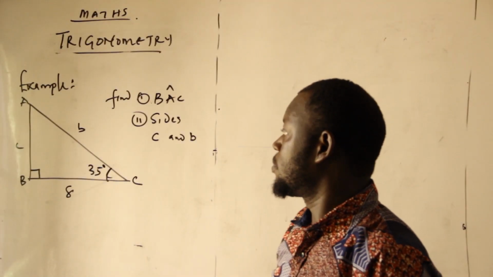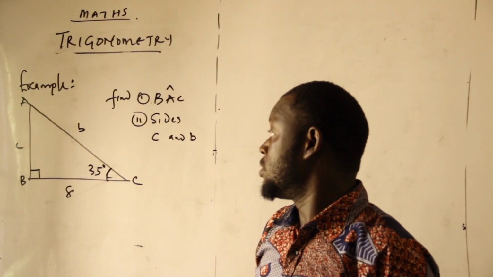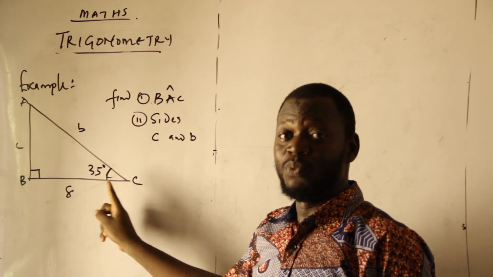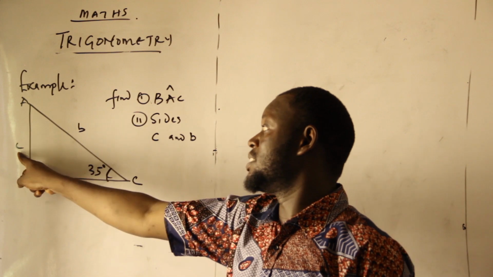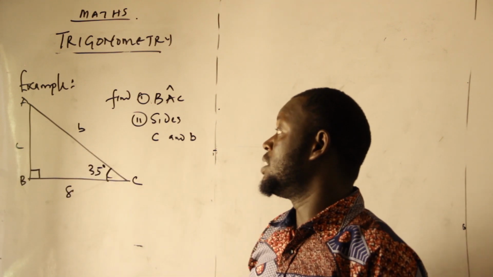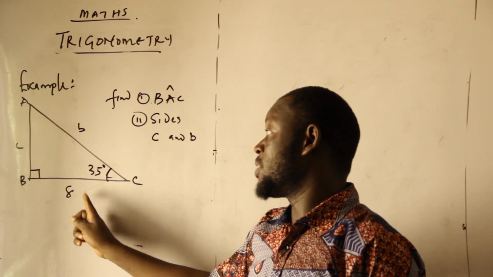Look at this. We have our right angle triangle. Then our angle is on C, which is 35 degrees. Then we have our c, which is opposite to angle C. Then we have our b, which is our hypotenuse.